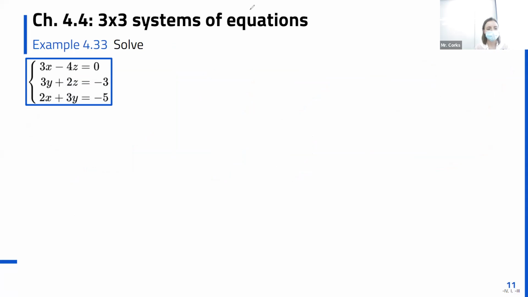So this system of equations is kind of easier than the previous one. So try to solve it and then type your answers in the chat.